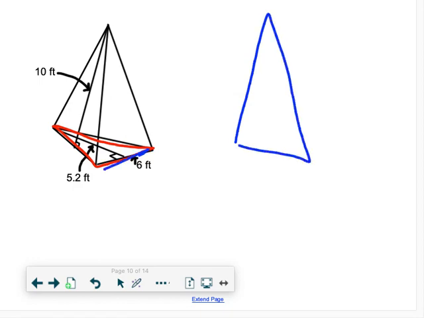So this side down here is 6. That means every side is 6. And then you can see that we've got this lateral height and we've got the other height.